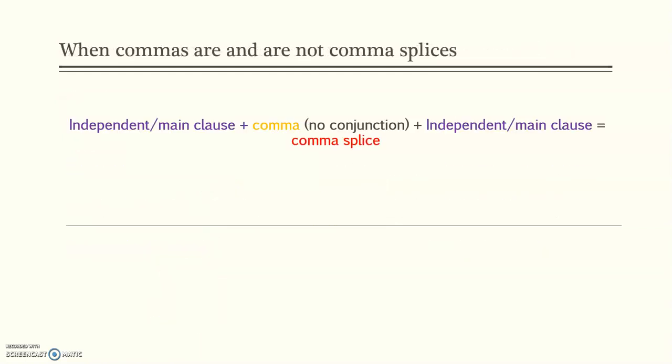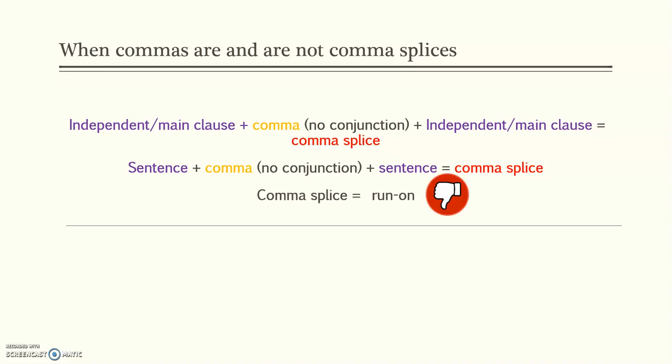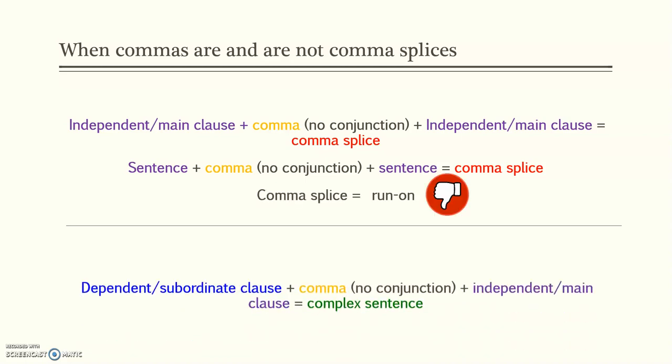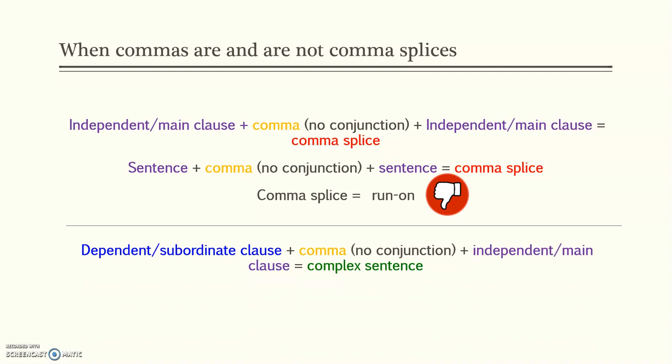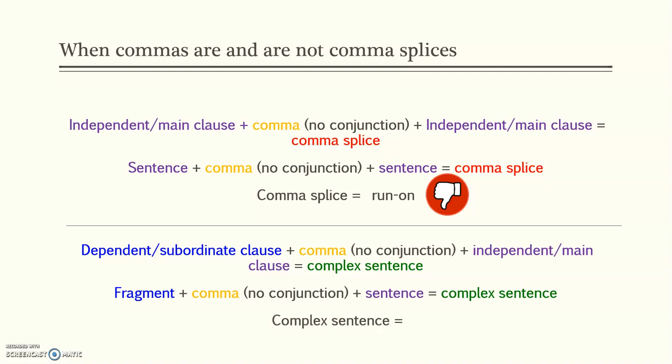So just to review, when you have an independent or main clause plus a comma plus another independent or main clause, that's called a comma splice. Another way to put that is a sentence, comma, plus sentence equals comma splice, which makes a run-on. When you have a dependent or subordinate clause plus a comma and then an independent or main clause, otherwise known as fragment plus comma plus sentence, that makes a complex sentence, which is a good way to write.